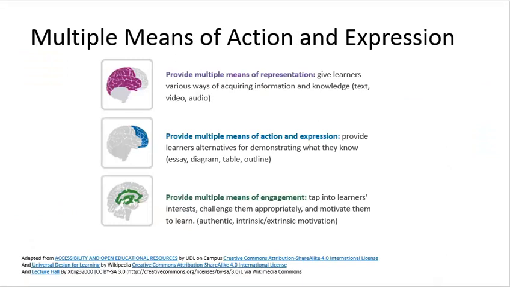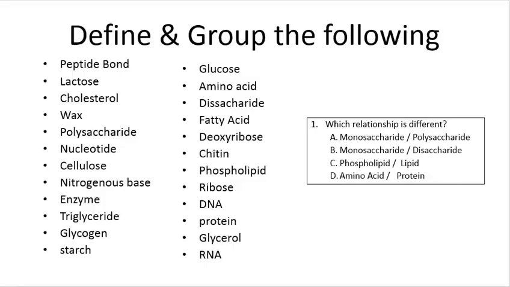Multiple means of action and expression is giving students different ways to demonstrate mastery. Now, tests are one way to show what students have learned, but I think it's important for us to consider what are we really testing. So the question in the box is a test question that I've used for many years, and I loved it. This was my absolute favorite question because it really requires students to understand the content in order to be able to answer it. So there is a critical thinking component with this.